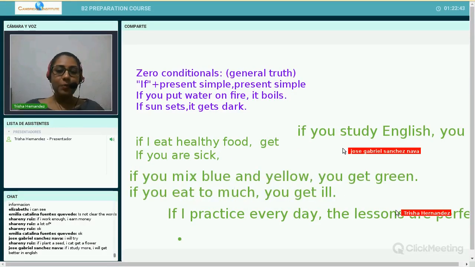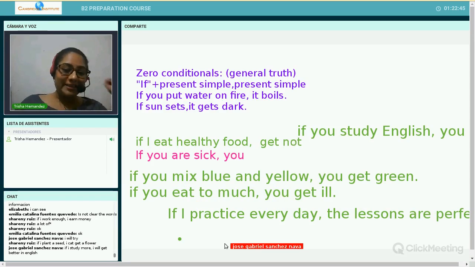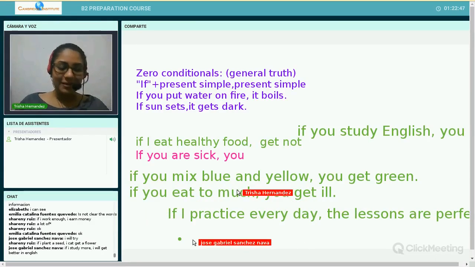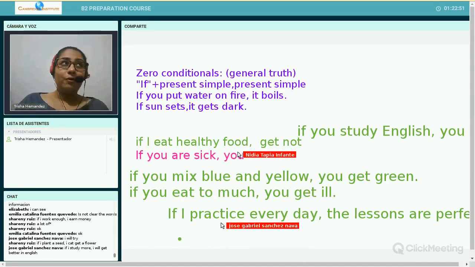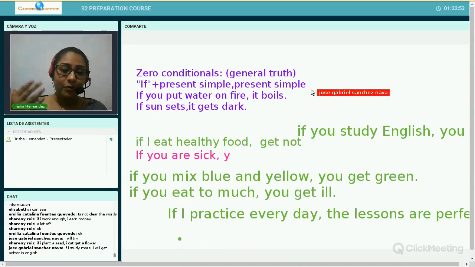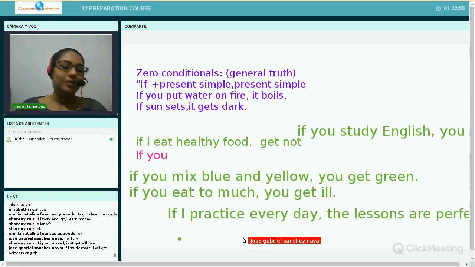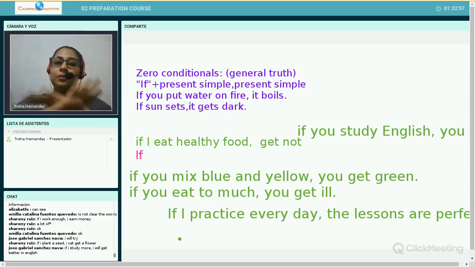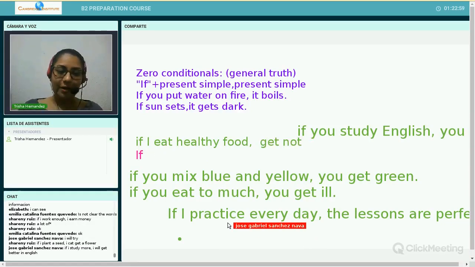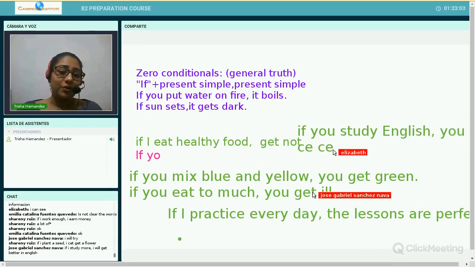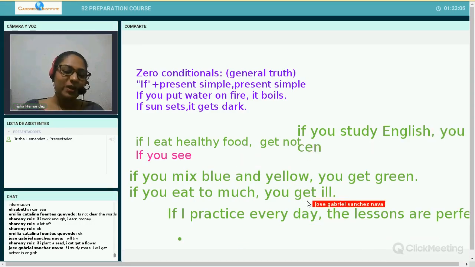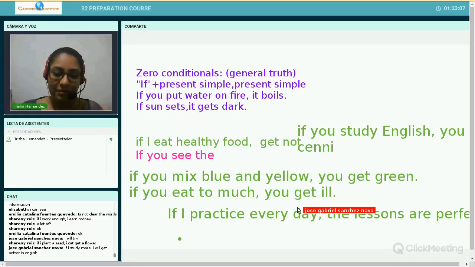If you mix blue and yellow, you get green. Yes, who wrote this? This is a general fact. You cannot get pink or purple. You will always get green. Different shades of green, but it will always be green. Okay, if you eat too much, you get ill. Yes, well, it would be more like you get fat, but great.